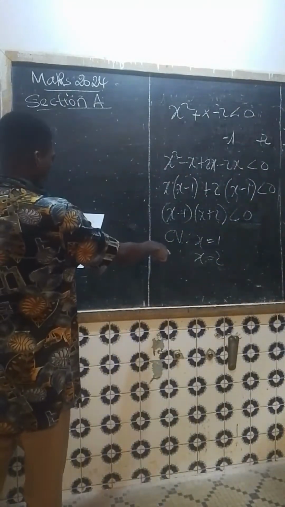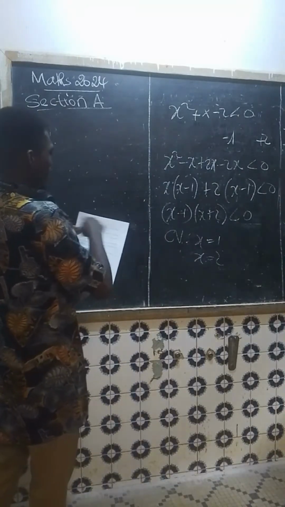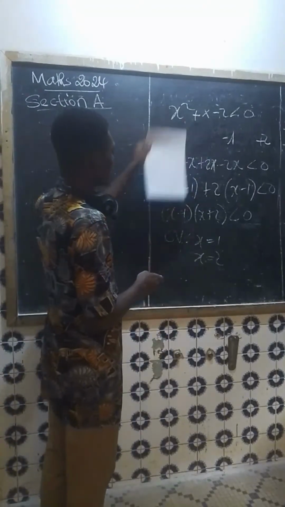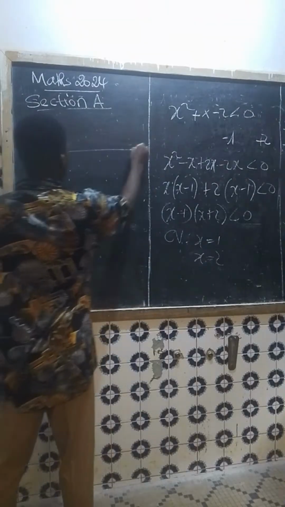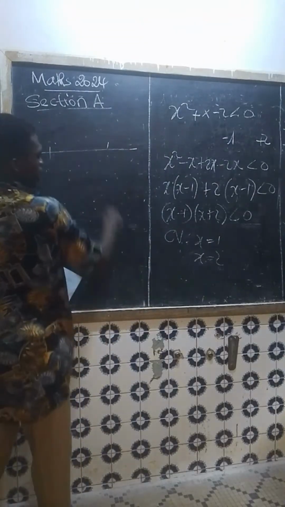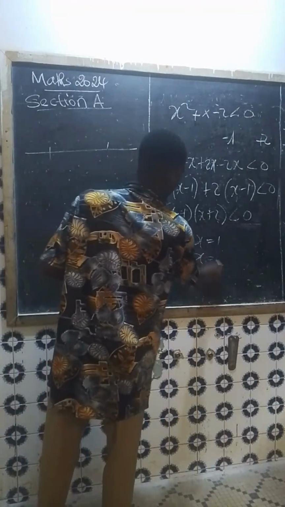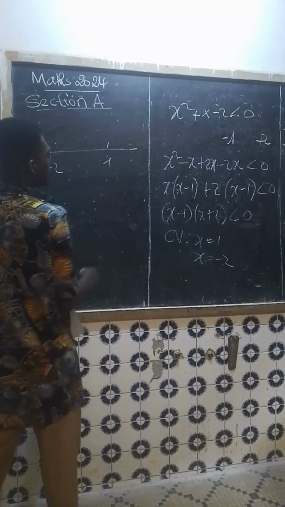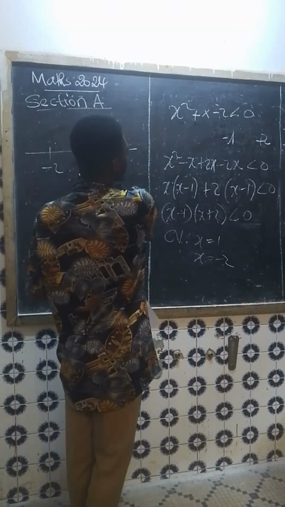Now, this is not the answer yet. The question says the range of values of x that satisfies this inequality. So we're now going to draw a number line. Here we put the values, negative 2 on the left, then 1 here. We take a value within this range, you can say 0. Bring the 0 here.